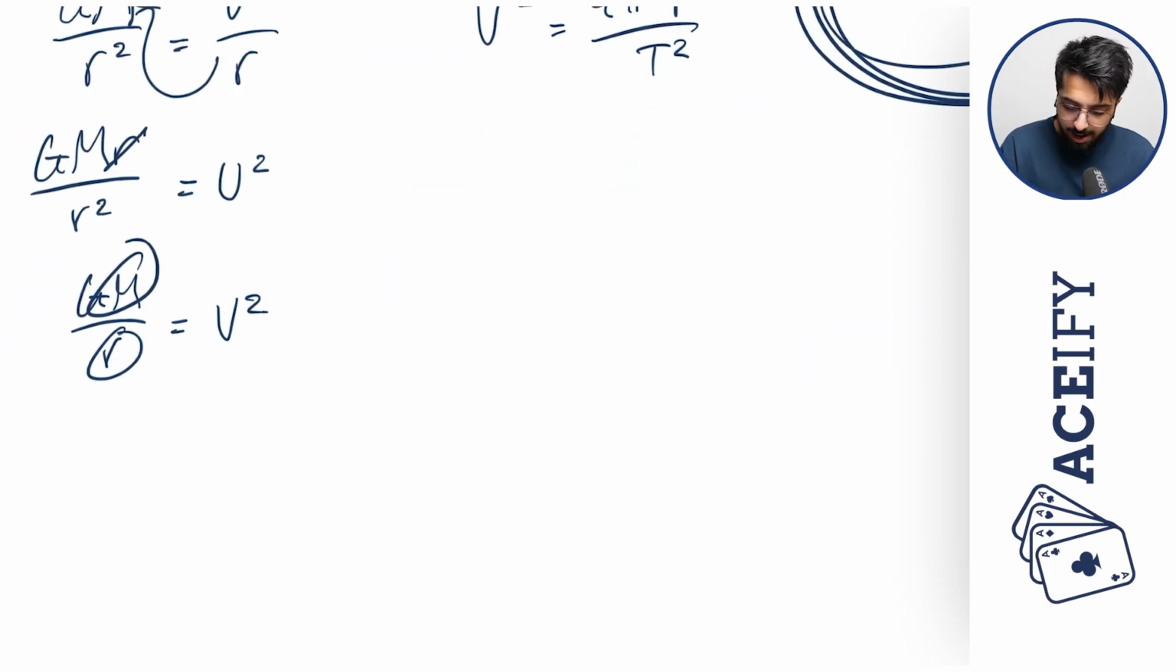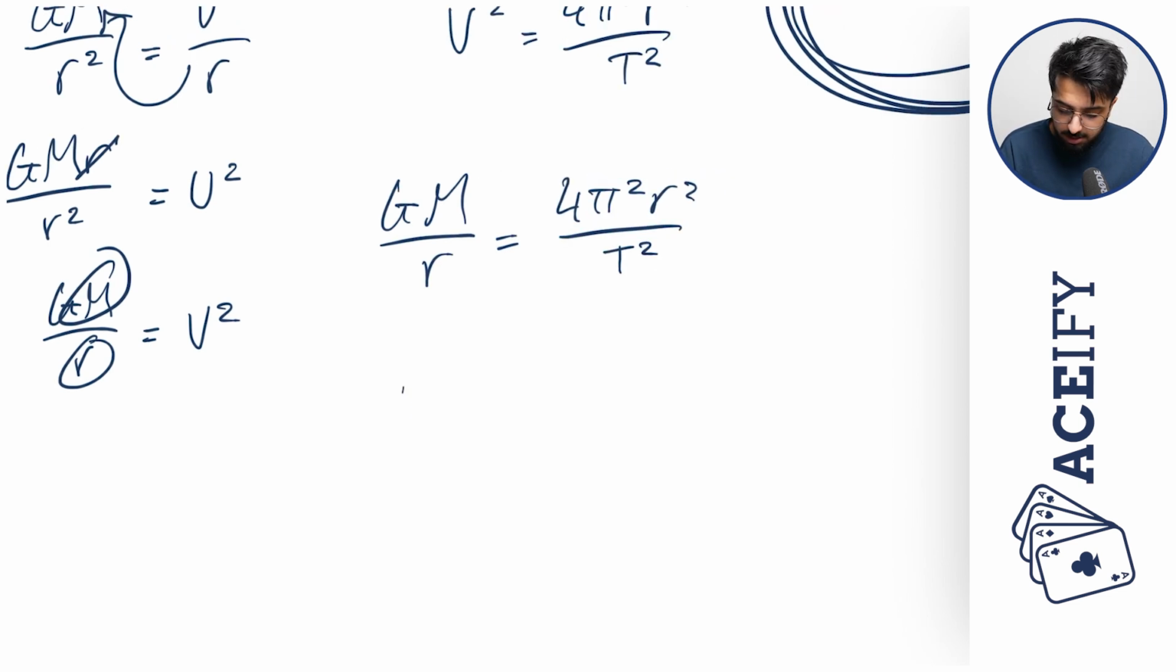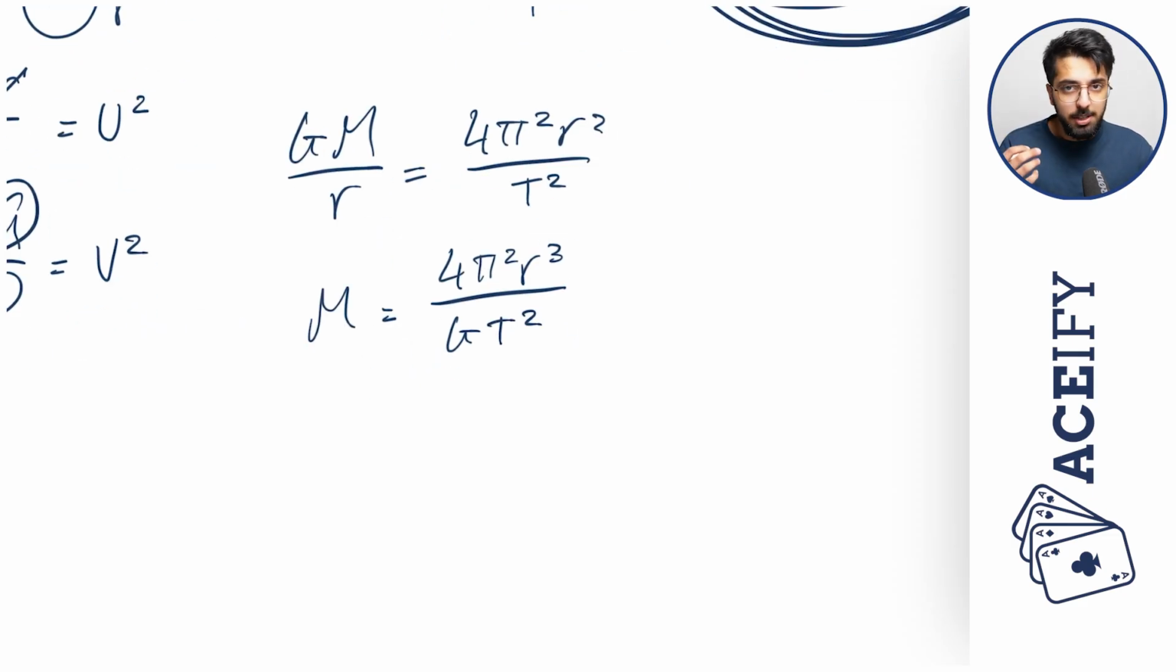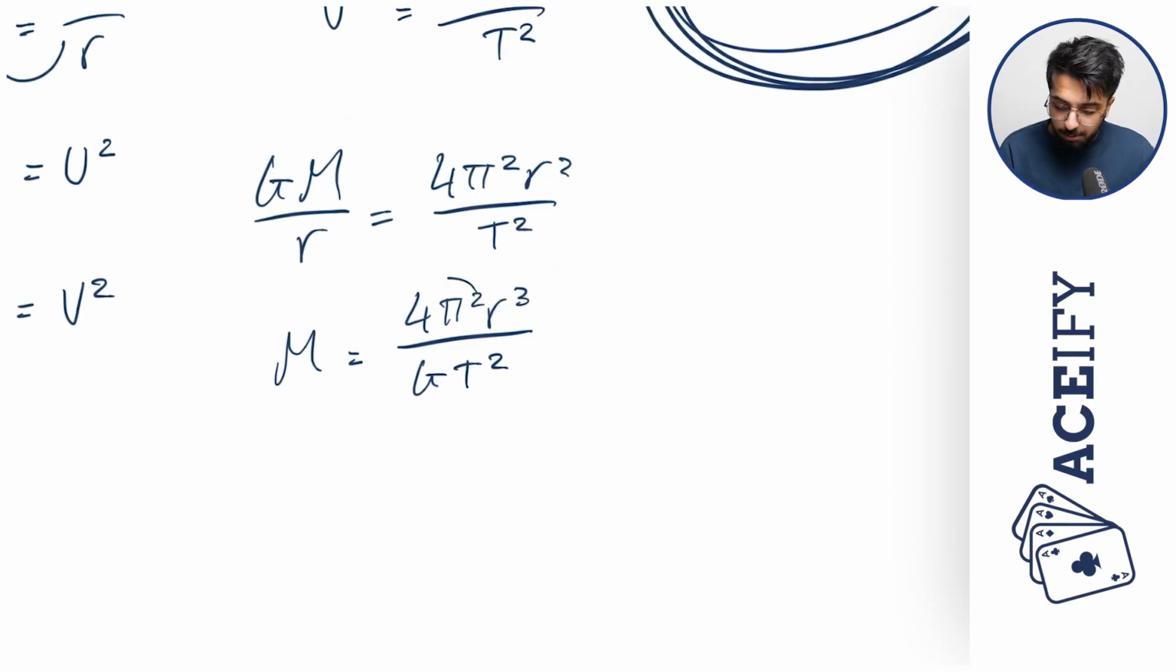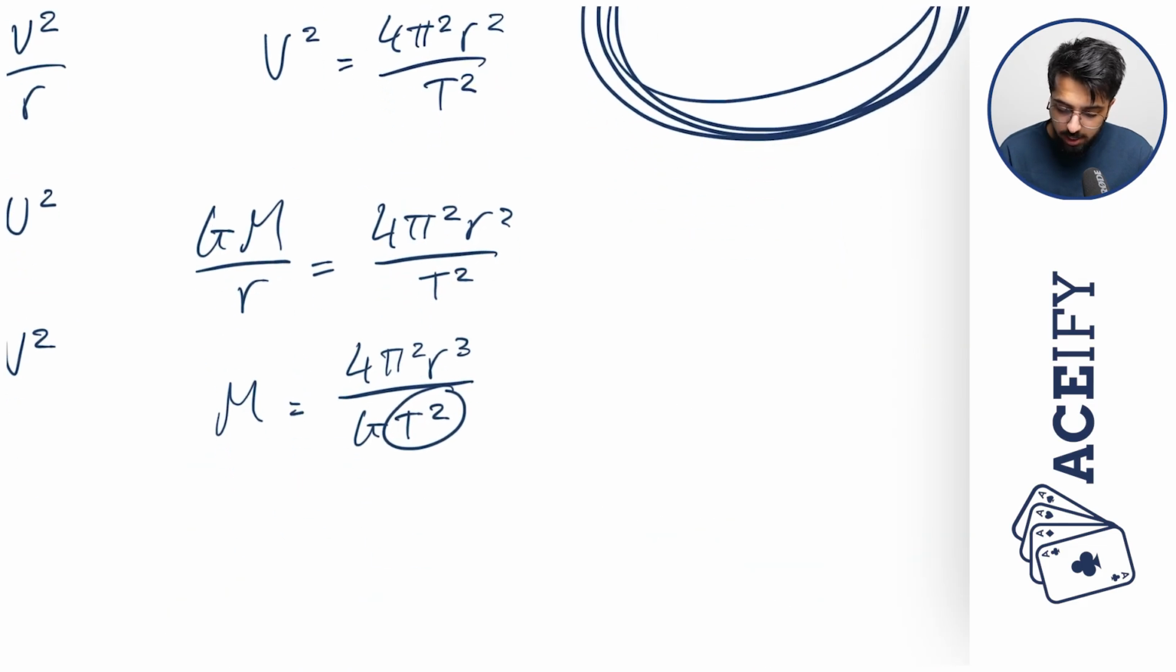And so therefore, our gravitational constant times our big mass all over our r is equal to 4 pi squared r squared all over T squared. And so therefore, the mass of the planet is equal to 4 pi squared r cubed all over G times T squared. All right, so now we can simply plug in our numbers. Obviously, we know what 4 pi squared is because that doesn't change, those are just numbers. We know our gravitational constant, we are given our period as over here, and we know our r.